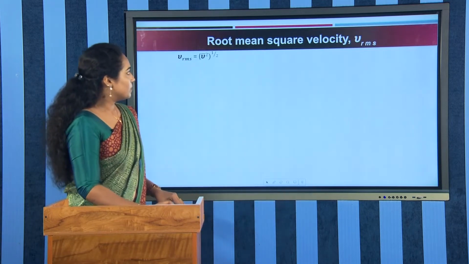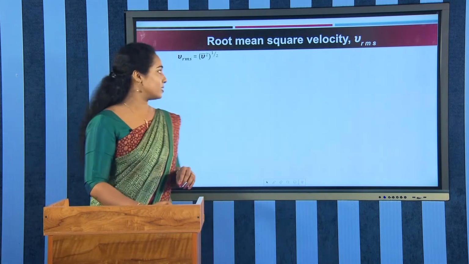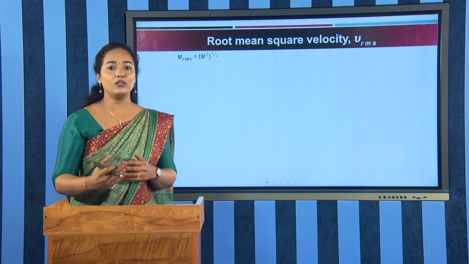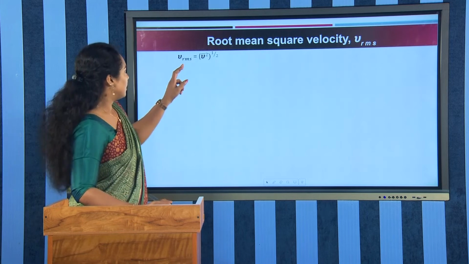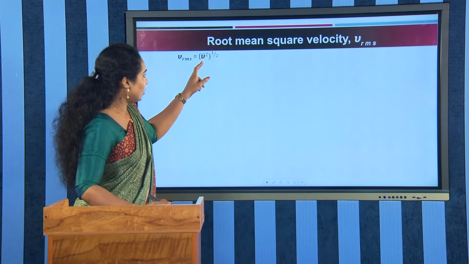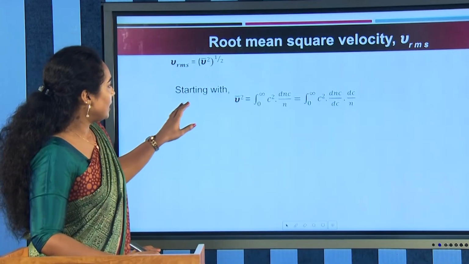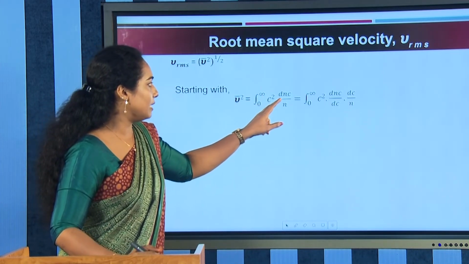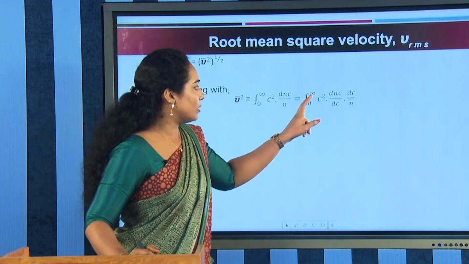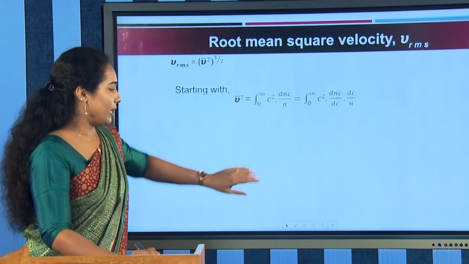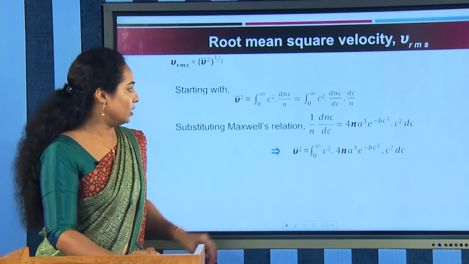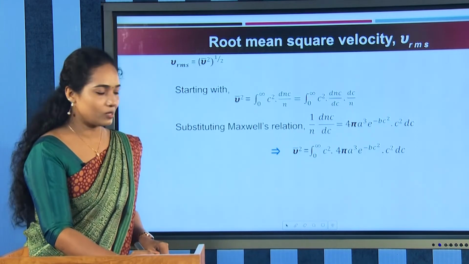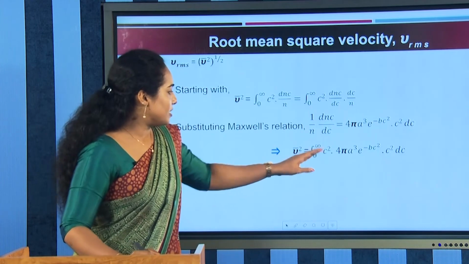Now, next we will move to the root mean square velocity, that is mu RMS. Okay. As I said earlier, mu RMS is actually the square root of the average of the velocity squared, which is expressed over here, that is mu RMS is mu square bar, the whole raised to 1 by 2. Okay. So, I am starting with mu square, that is we are integrating 0 to infinity c square dnc by n, which is equal to integral 0 to infinity c square (dnc by dc) into dc by n. Okay. Again applying the Maxwell relation here, we can rewrite 1 by n dnc by dc, which is equal to 4 pi a cube e raised to minus b c square into c square dc, and then writing the common terms together.